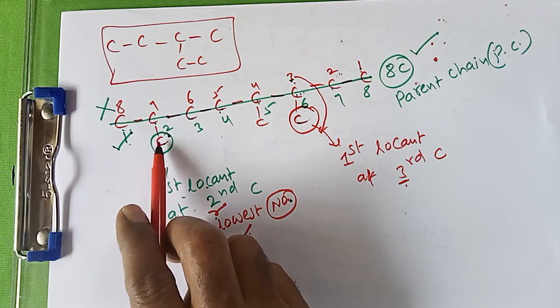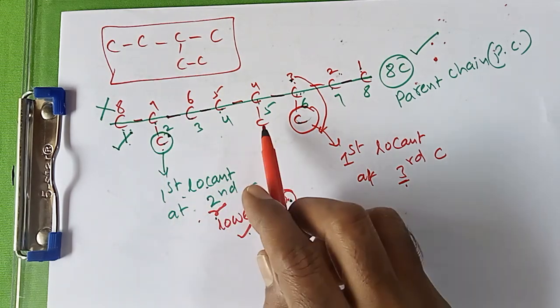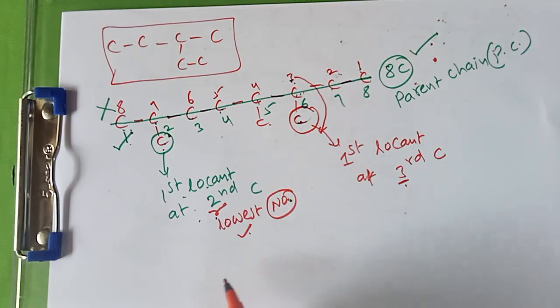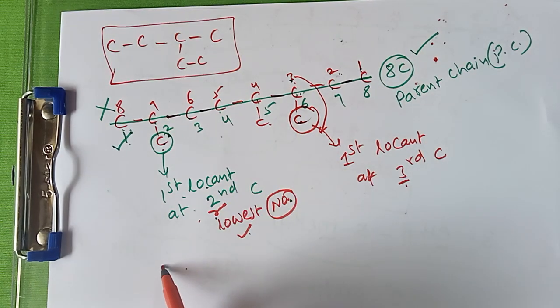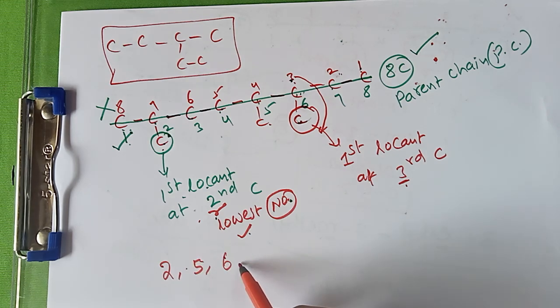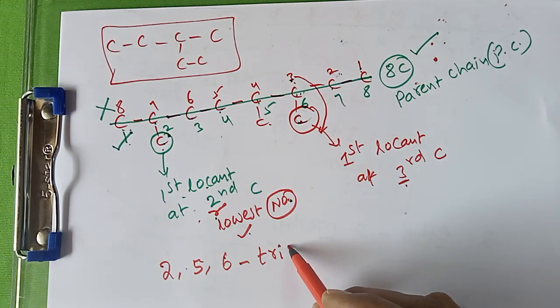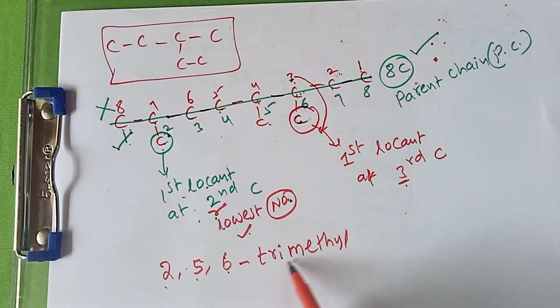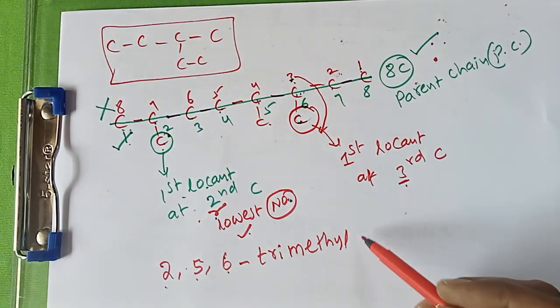This numbering is right. Second carbon, what is present? Methyl. Fifth carbon methyl. Sixth carbon also methyl. All are methyls only. So methyls at which carbons? Second carbon, fifth carbon, and sixth carbon. How many methyl groups? 3. That's why trimethyl. 2, 5, 6 trimethyl. Total carbons 8 carbons.